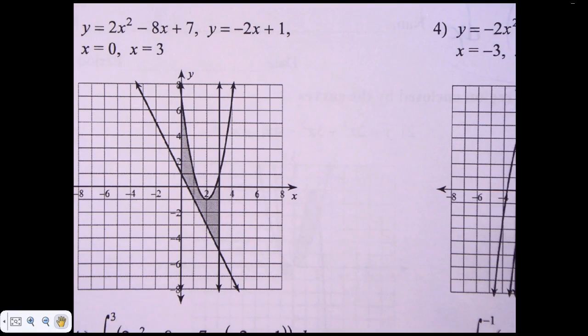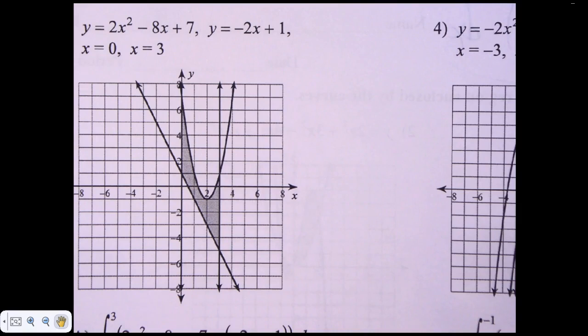And then we're going to try to figure out what's on top and what's on the bottom. Well, the one on the bottom is a line. That's got a squared in it. That doesn't. So this is my line, right? So that's your top minus the bottom. That'd be like how you set it up. You type it in your calculator, it's a little different, but that's how you set it up.